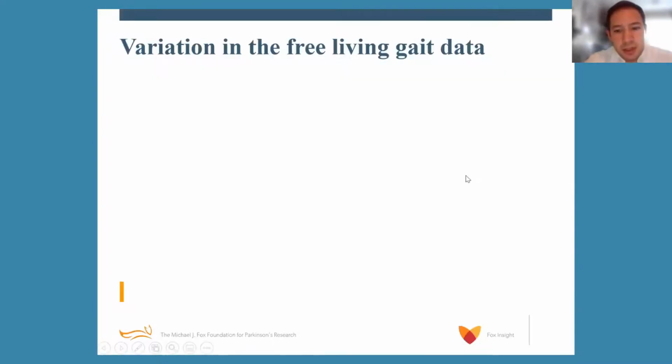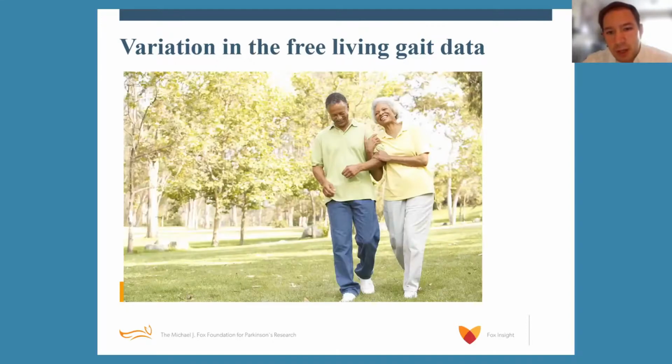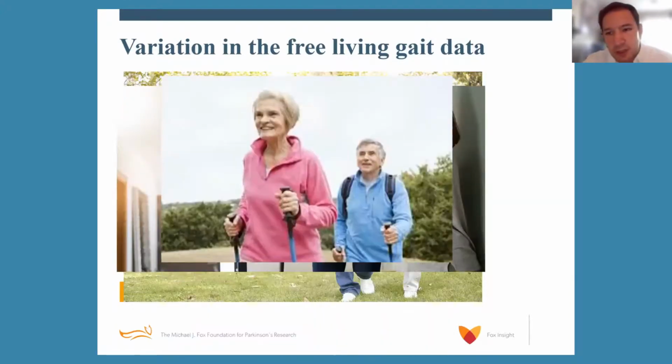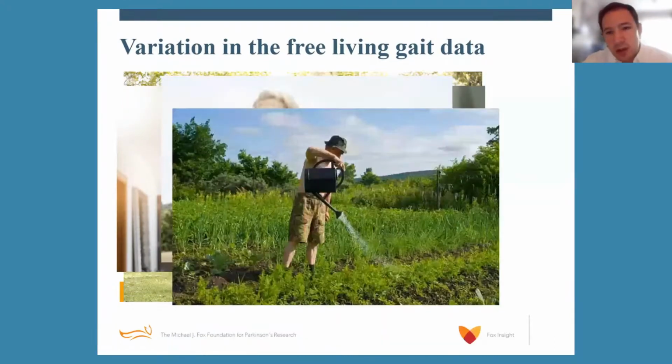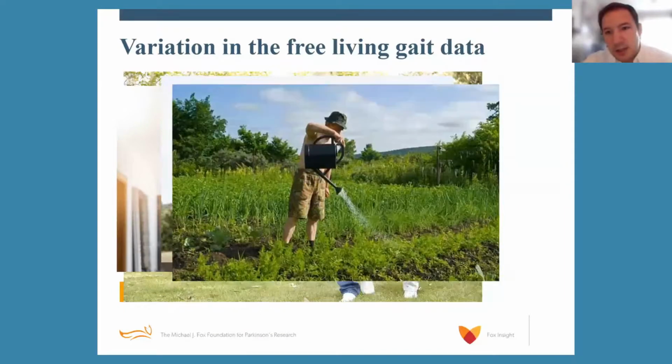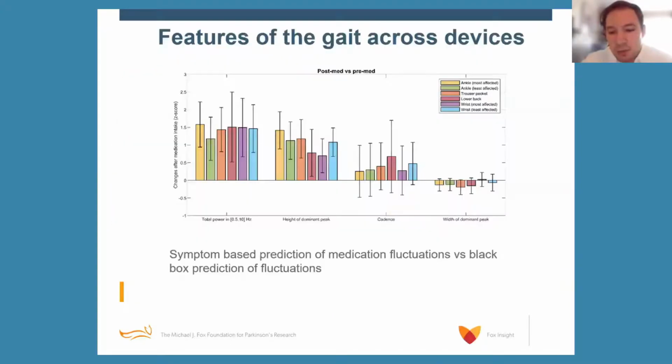So essentially the punchline is that the variation in free-living gait data is huge. The way you walk when you're with your partner, with your caretaker, with your daughter at home, outside, with a guide or without, or in the garden is fairly rich. So there's a huge heterogeneity in the data, and you're not going to be able to label almost none of it.